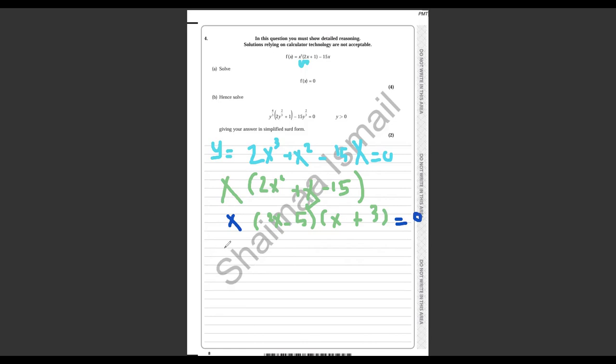So now x equals 0, 2x minus 5 equals 0, and x plus 3 equals 0. We just have to solve these. So the first x equals 0, the second will be 5 over 2, and the third will be negative 3.